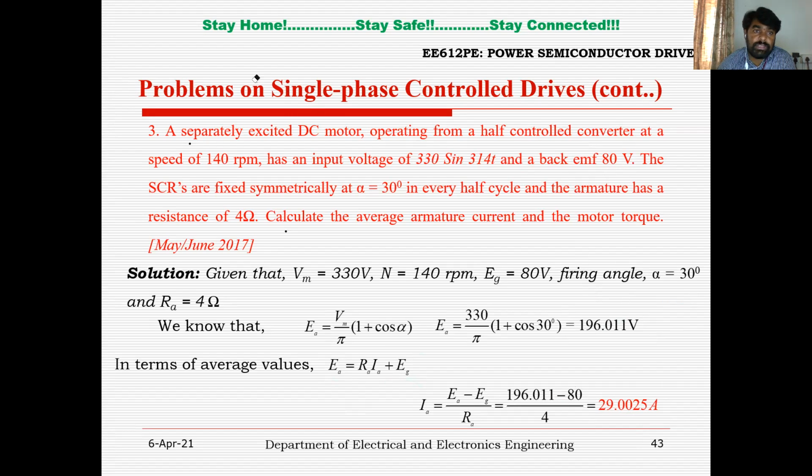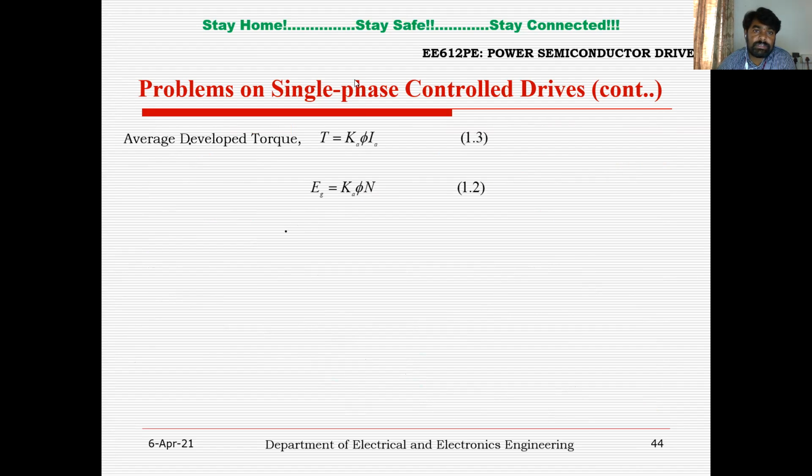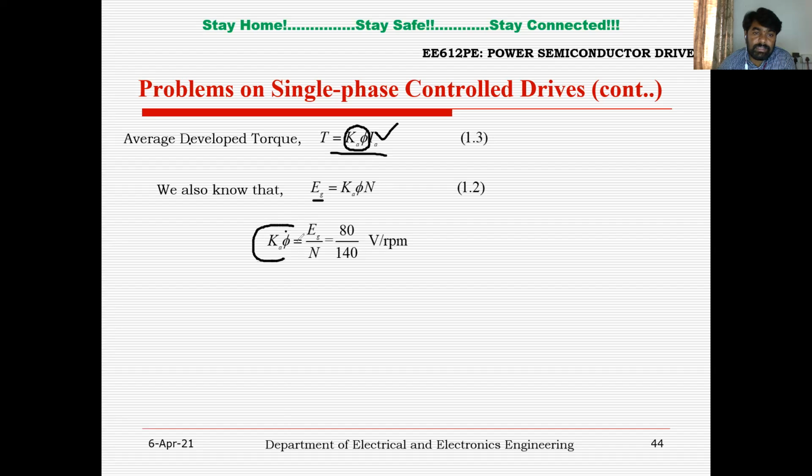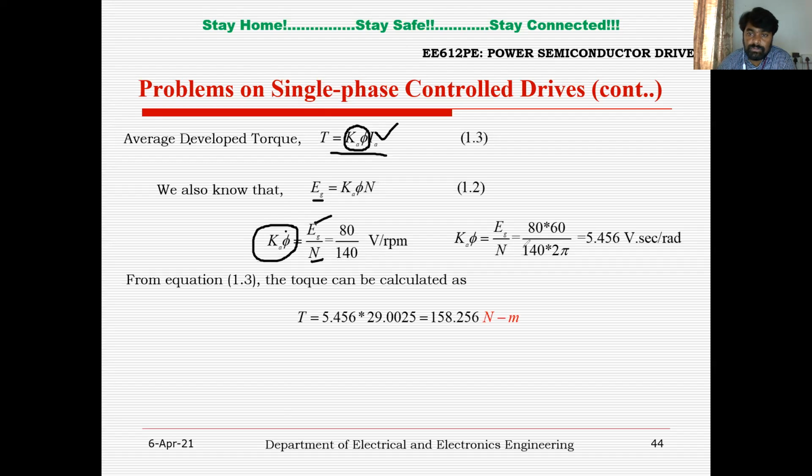Torque equals KΦ into IA. That's the expression, right? IA we know, but we don't know this KΦ. To calculate it, we know the EG value, right? EG is equal to KΦ into N. So from this I can calculate KΦ, because EG is 80, N is 140. That will give volts per RPM. So we need to convert this volt per RPM into volt second per radian. To achieve that, we multiply this factor by 60 by 2 pi, right? That will give the KΦ value as 3.456 volt seconds per radian.